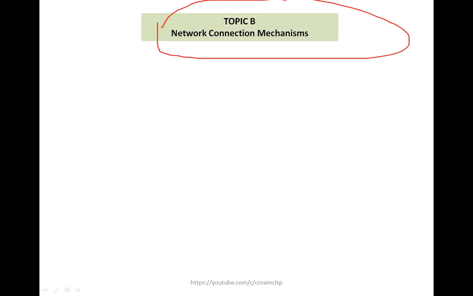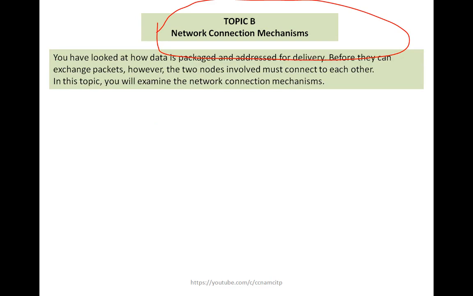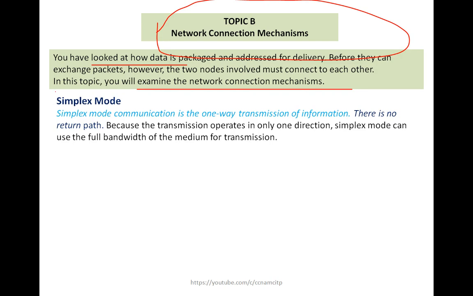Now guys, topic A is over here. I'm moving to topic B, which is network connection mechanisms. You have looked at how data is packaged and addressed for delivery before nodes can exchange packets. However, the two nodes involved must connect to each other. In this topic, you will examine the network connection mechanisms. The first one is simplex mode. Simplex mode communication is one-way transmission of information. Basically, there is no return path.